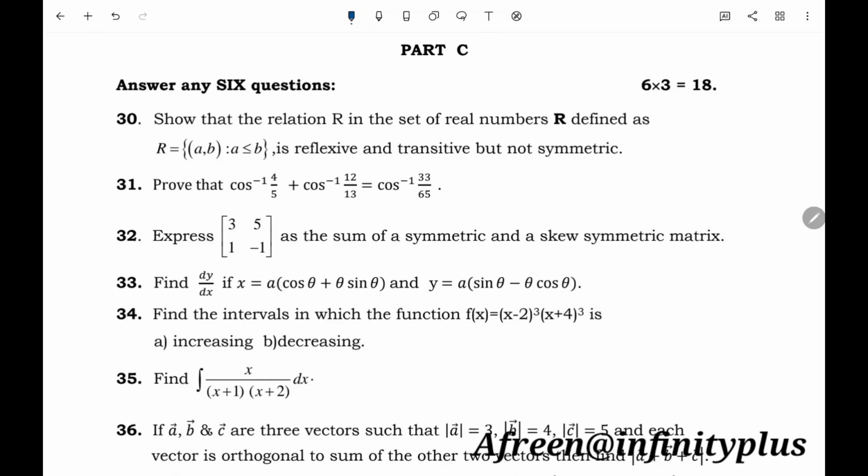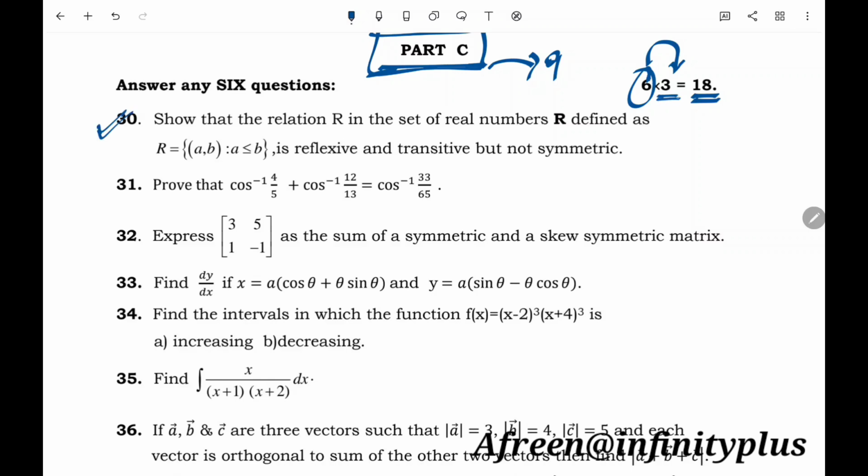So in this video, we are going to cover complete part C, which consists of 9 questions. And here you have to answer 6 questions and each question carries 3 marks. So in total from this part you will have 18 marks. So let's move on to each question without any delay and let's solve it briefly.